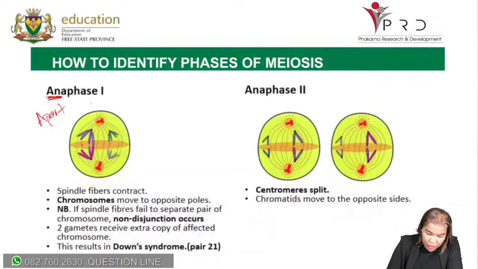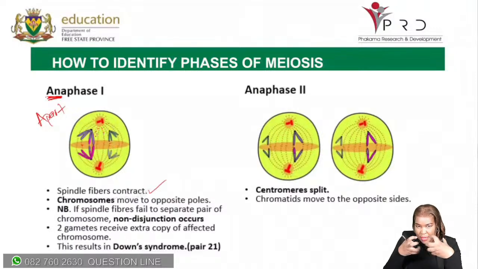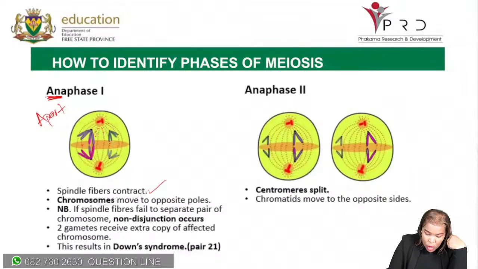Okay, let's check what is happening during anaphase 1. Spindle fibers contract. So this is what brings them to pull apart. So cause and effect. The spindle fibers are going to contract. So these are the spindle fibers. The chromosomes move to opposite poles. So this is one full chromosome, one full chromosome, one full chromosome, one full chromosome, moving to the opposite poles.